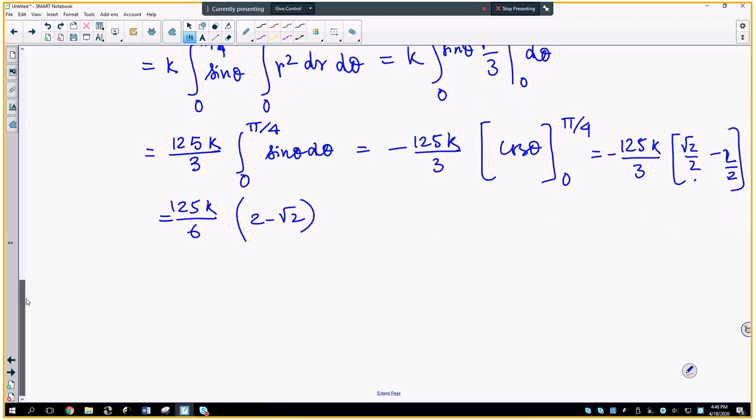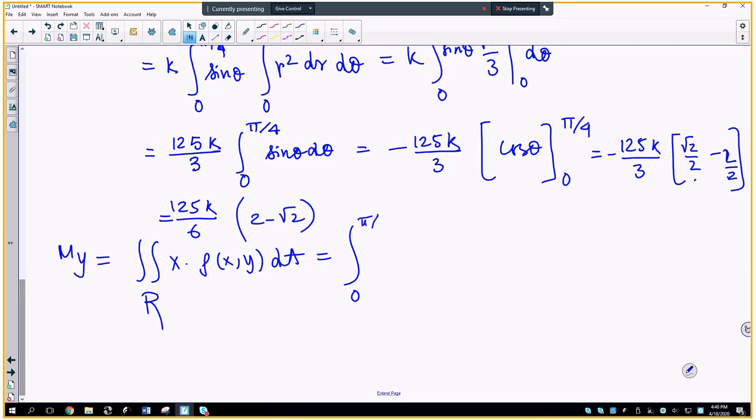So that's precisely what mx is going to look like. I have one more step to do, and that's finding my. Well, my, by the formula, is the integral over the region of x times rho of x comma y dA, which in our integral terms is going to be 0 to pi over 4, 0 to 5, x is r cosine theta, times k is the density, times r from the Jacobian of the transformation, times dr d theta.